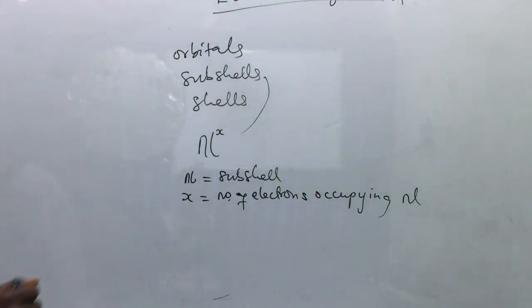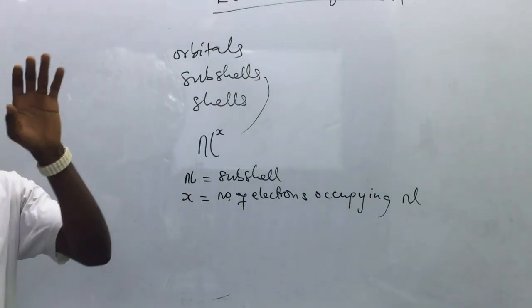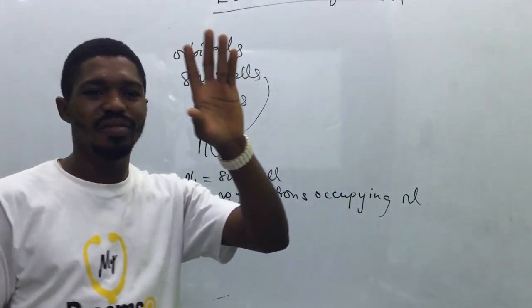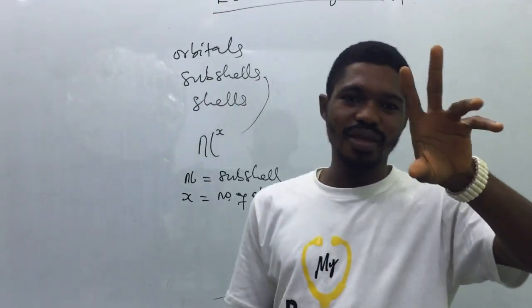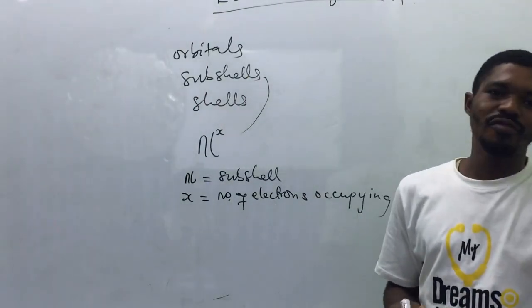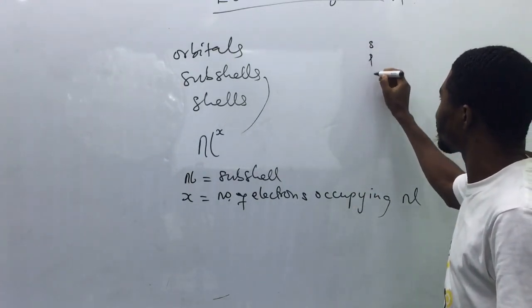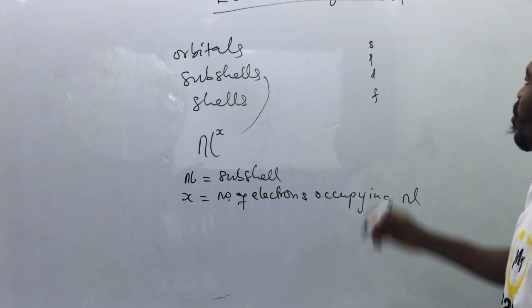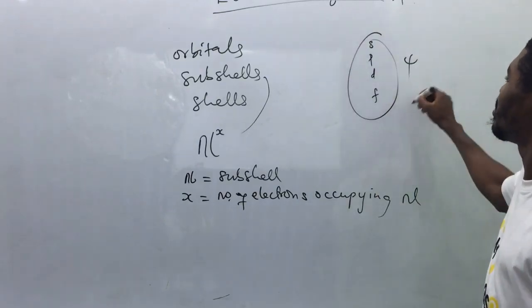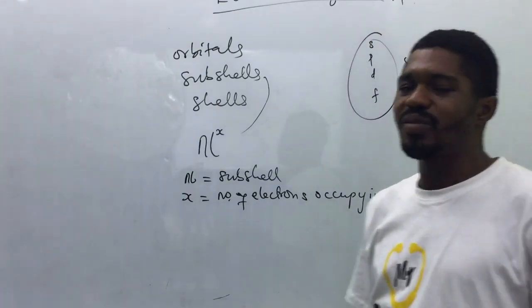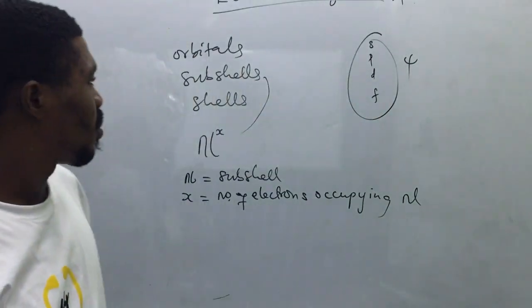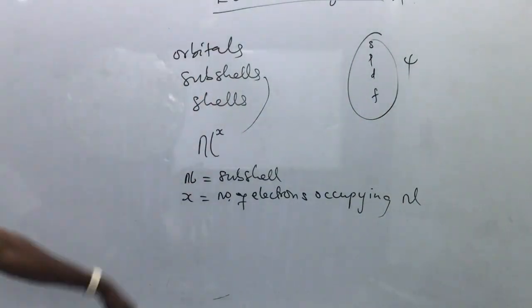Now, as you know, there are 4 subshells existing in the modern periodic table: the s, the p, the d, and the f. Small letters, please. When you are writing, you must use small letters. These are the 4 subshells existing in the periodic table: s, p, d, and f. So we'll be distributing electrons in them.